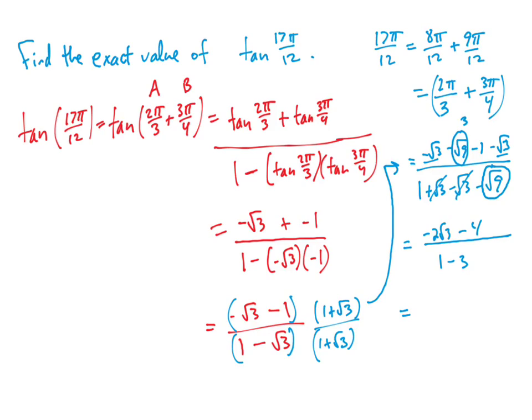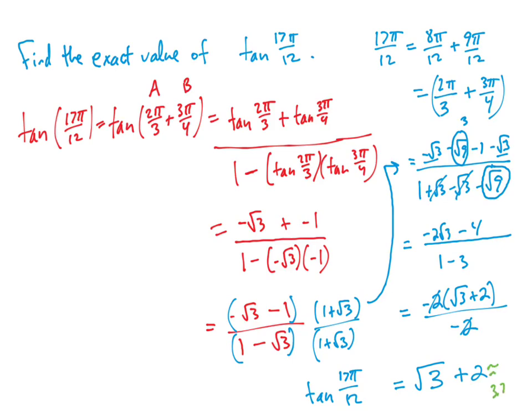Simplifying some stuff here, I'm going to factor out a negative 2 out of the numerator. I'm left with root 3 plus 2. And in the denominator, I also get negative 2. Once this is all cleaned up, I get square root of 3 plus 2, and that is equal to tangent of 17 pi over 12. If you were to type this in the calculator, 17 pi over 12, we're going to get 3.73205, etc. So that's the decimal approximation of tangent of 17 pi over 12.